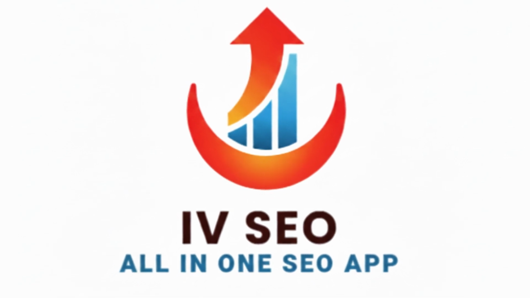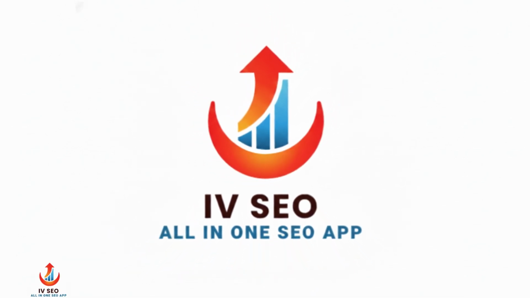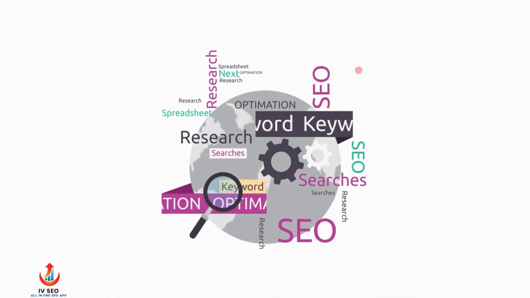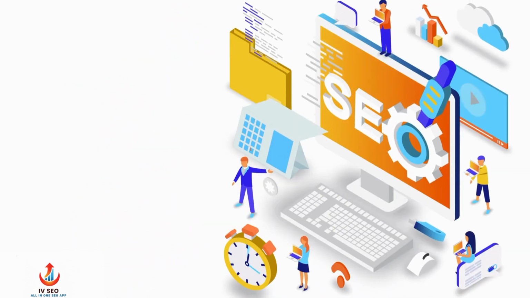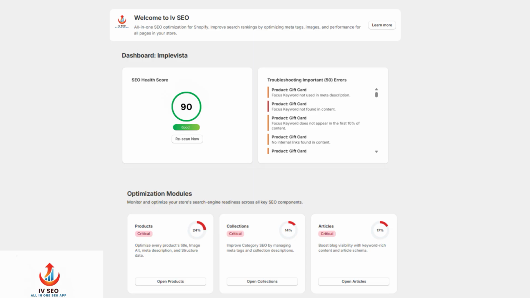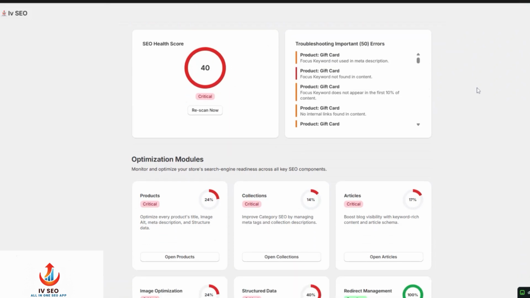In this video, we will demonstrate how to use Iv SEO, an all-in-one SEO optimization app for Shopify stores. Iv SEO helps merchants optimize products, collections, articles, images, structured data, and site performance from a single dashboard. After installing the app, the merchant is redirected to the home dashboard.